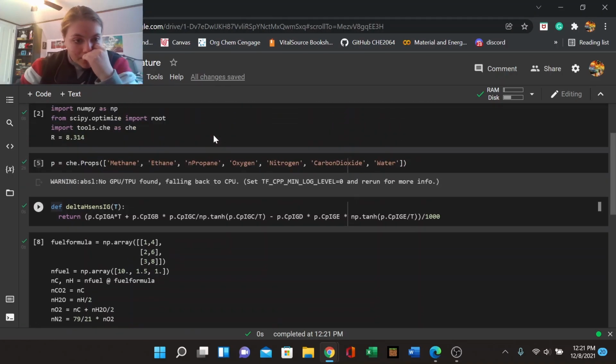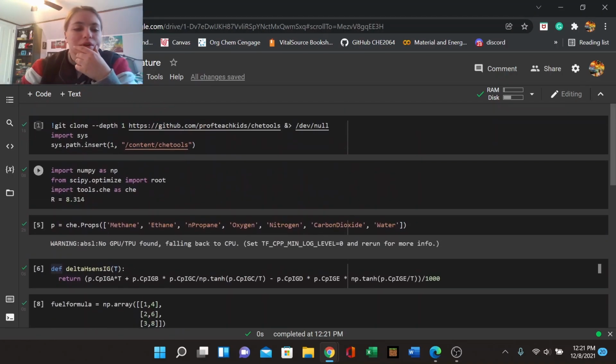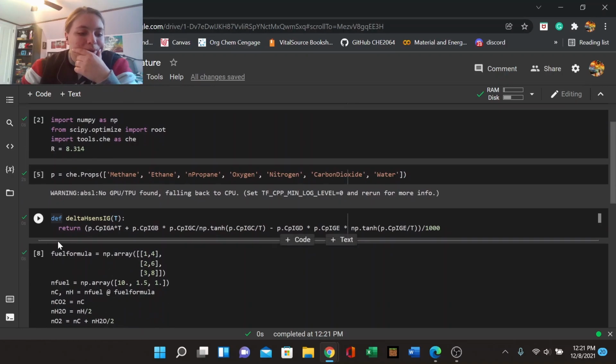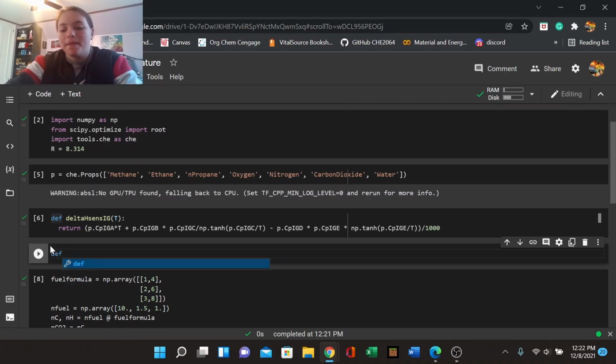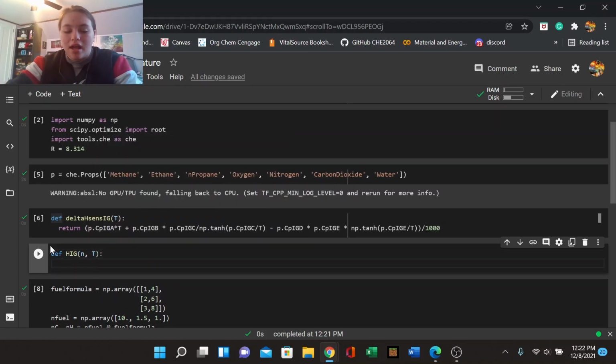And so what we're going to do is go back up here and right here, let's add a code, and we are going to create another function. So we're going to call this enthalpy of ideal gas, and our independent variables are the moles and the temperature. And what this is going to do is give our enthalpy depending on the amount of moles that we give in and the temperature we give in.